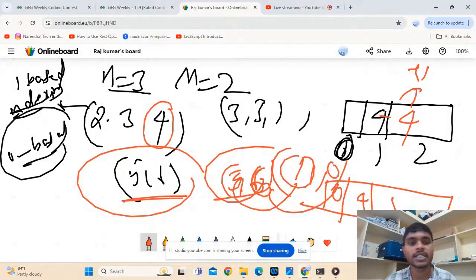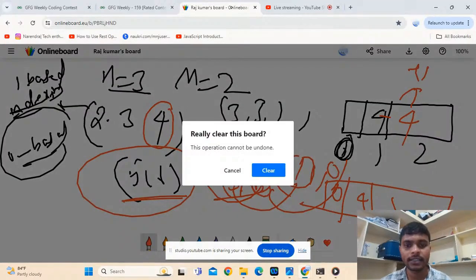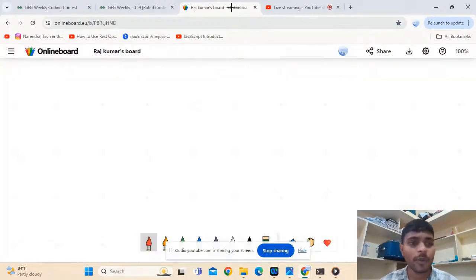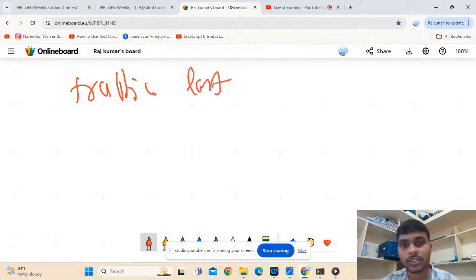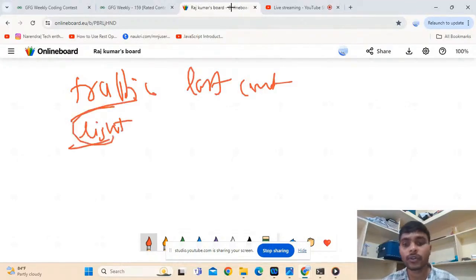We also got the same array. Okay, guys, here observe. What I am doing is I explained the same. This problem is related to the traffic lights problem. That question was asked in the last coding contest.